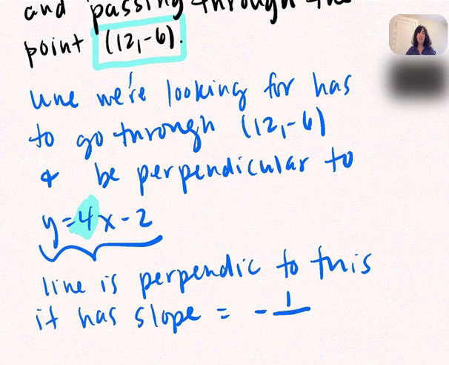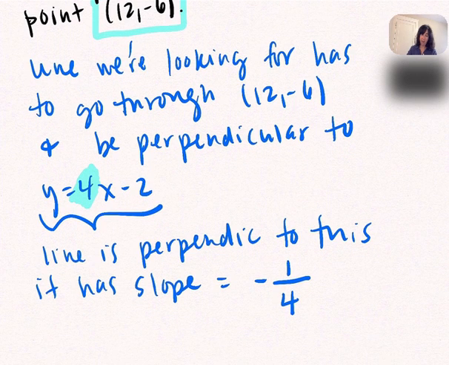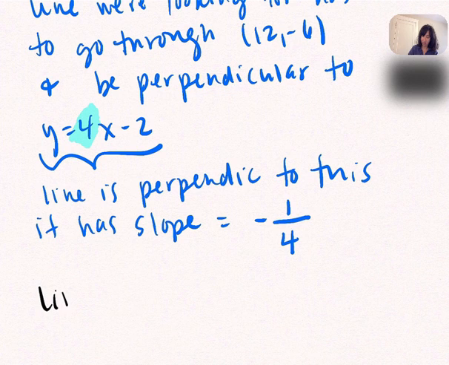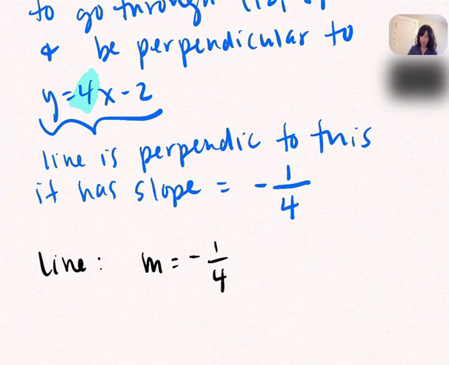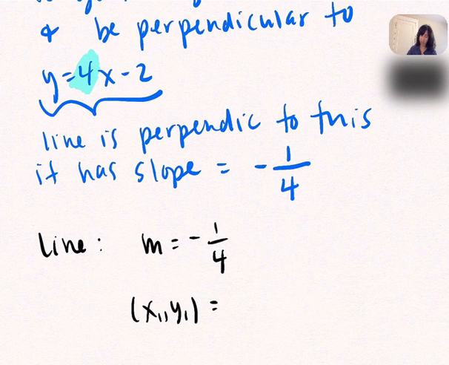So perpendicular means the slope is not the same, so it's not 4. If it was parallel, the slope would be 4. Perpendicular means the slope is going to be -1 divided by the slope of this one. So it's -1 over 4. In other words, we're trying to find a line that has the following two properties. So we need the line to have m equals -1 over 4 and x1, y1 equal to the point that we're given, 12, -6.